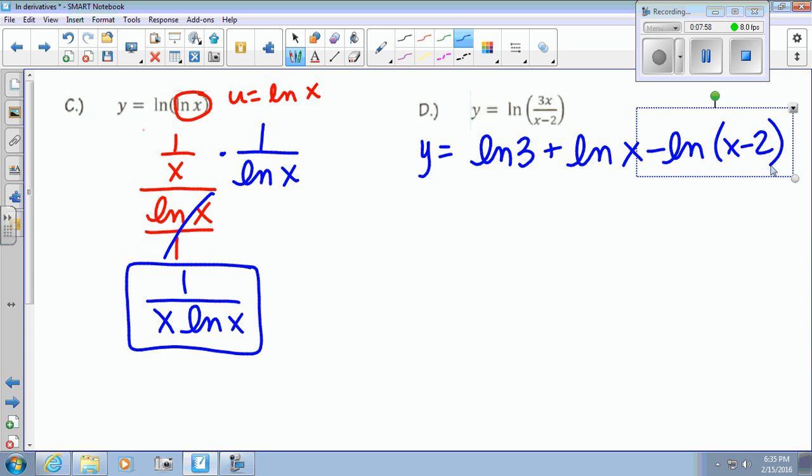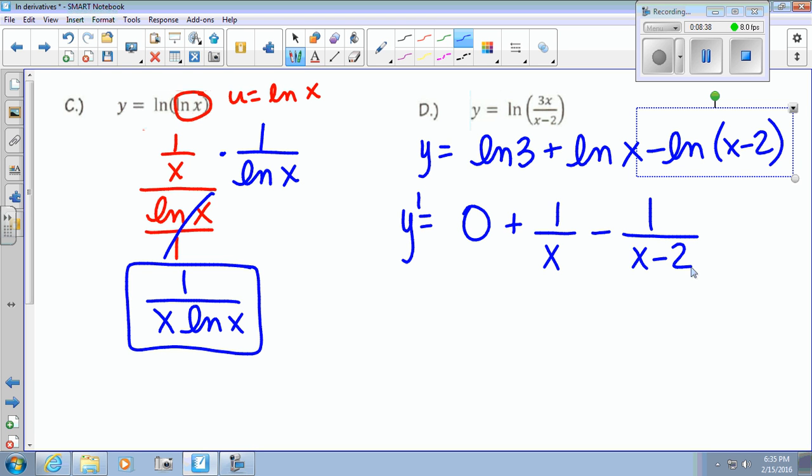So we did a rewrite on this. And now we're going to take the derivative for each part separately. Okay, so the ln of 3 is a constant. When I take the derivative of a constant, I get 0. The derivative of ln x is simply 1 over x. That's one that you're going to memorize. And then for ln of x minus 2, I'm going to have to use my ln of u formula, which is u prime over u. The derivative of x minus 2 is 1. And then my original function, my original u, was x minus 2.